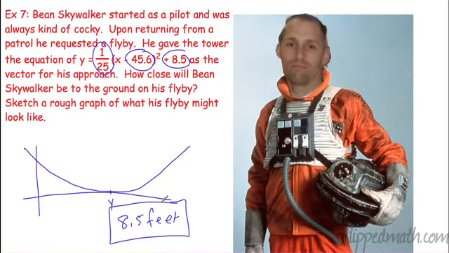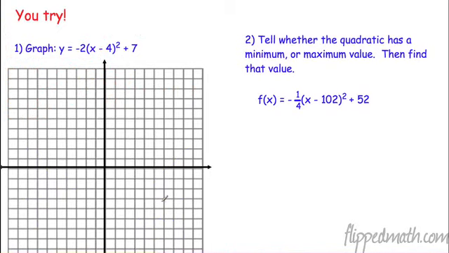All right? Sometimes word problems aren't that hard. All right, pause the video. You try these. All right, here we go. So I'm going to find the vertex first. So that's over 4, 1, 2, 3, 4, and up 7, 1, 2, 3, 4, 5, 6, 7. So my axis of symmetry here is x equals 4.